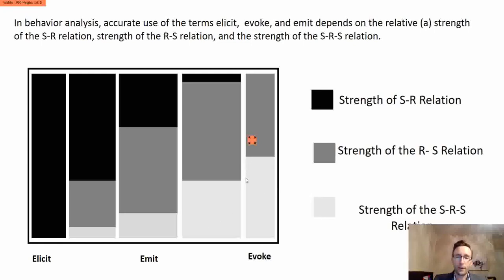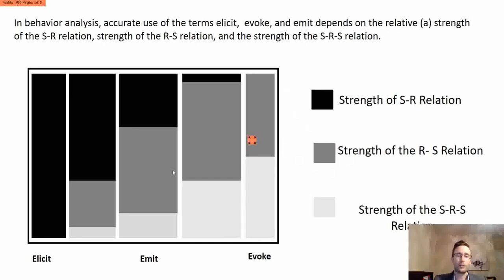So when the strength of the SRS relation is high, as it is in the far right column, it's most appropriate to use the word evoke if the antecedent momentarily increases some aspect of the behavior, or increases the current probability of the behavior. Then we can use the word evoke.